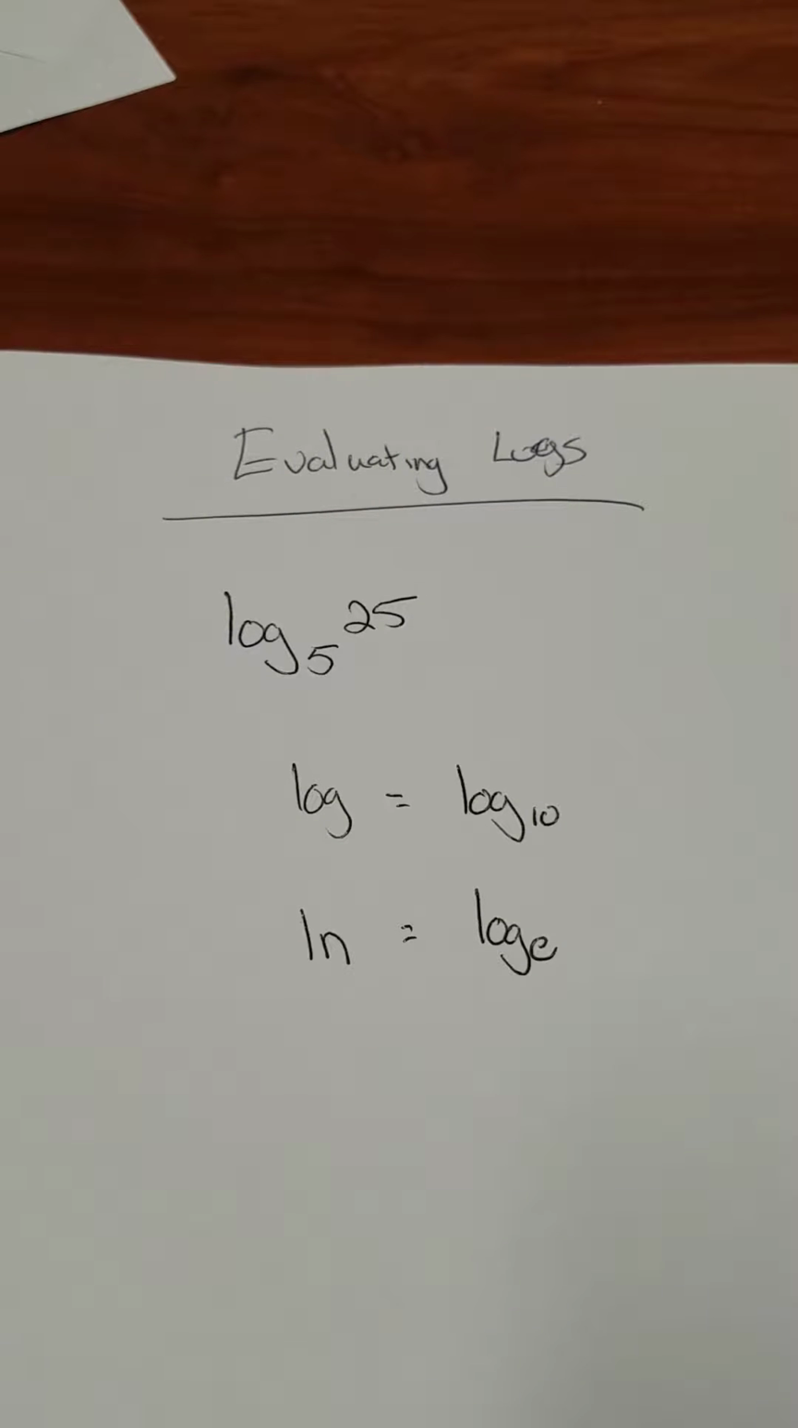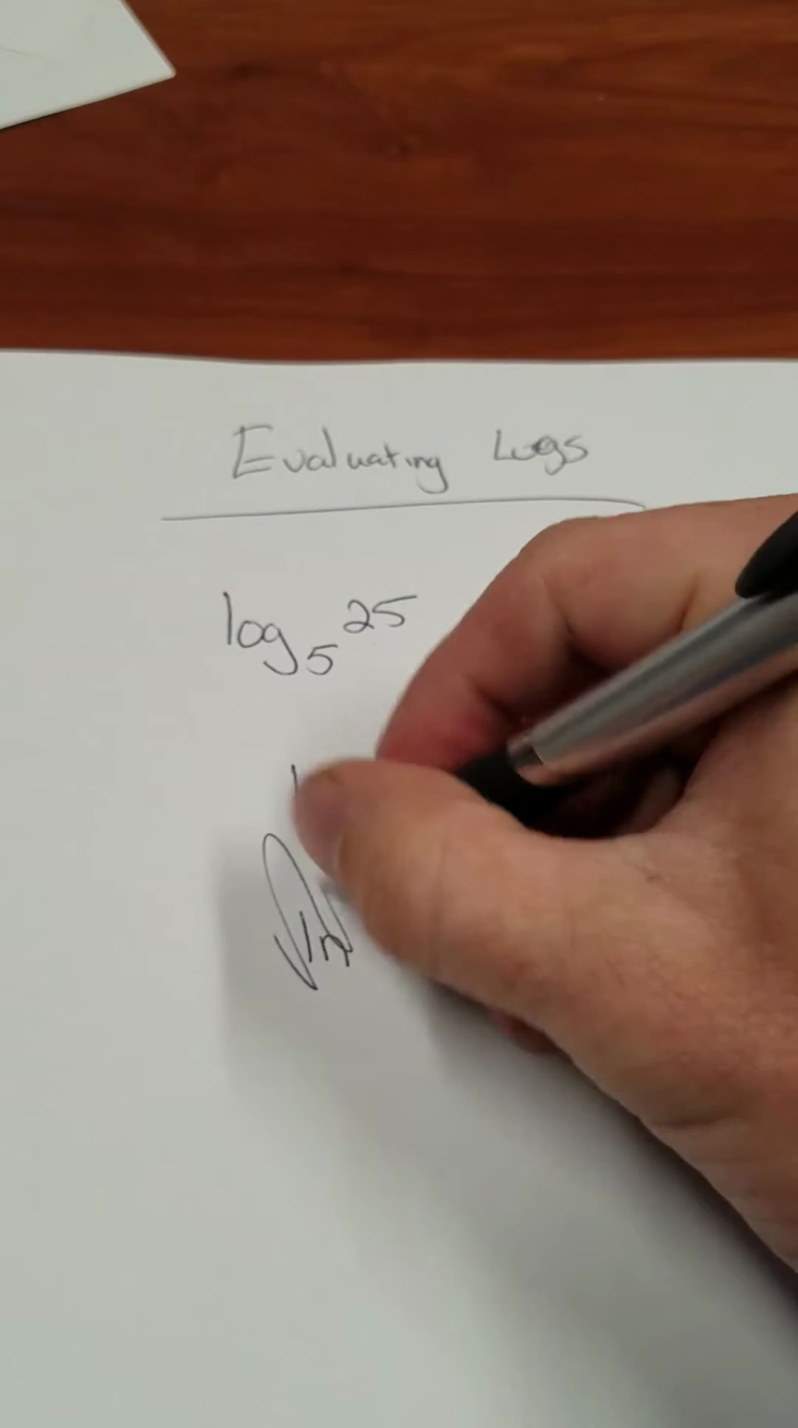So the only two things that we can actually type into a calculator and evaluate are anything with a log base 10 and a log base e. So how in the world do we evaluate something with a log of a different base? There's two ways of doing it. The first way is by doing old school math, not using a calculator.